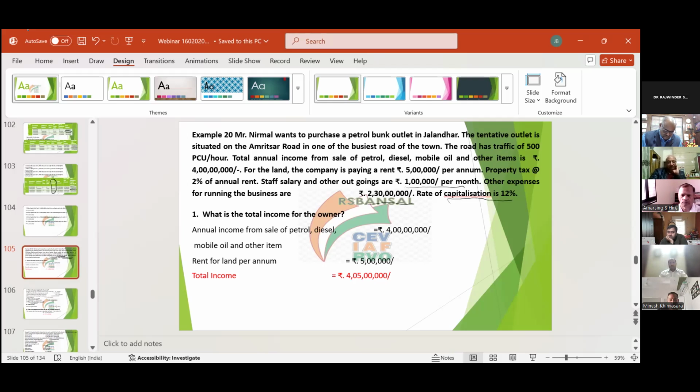The first thing you have to find is the total income of the owner. So what is the total income? What are the incomes he is getting? First thing, he is getting 4 crore from the sale of petrol, diesel, mobile oil and other items. Other thing, he is getting 5 lakh per annum in the place of rent. So it means 4 crore plus 5 lakh. So total income of the owner is 4 crore 5 lakh.